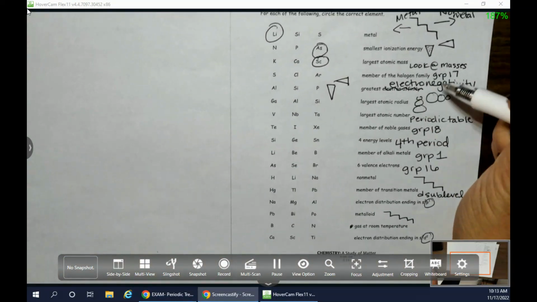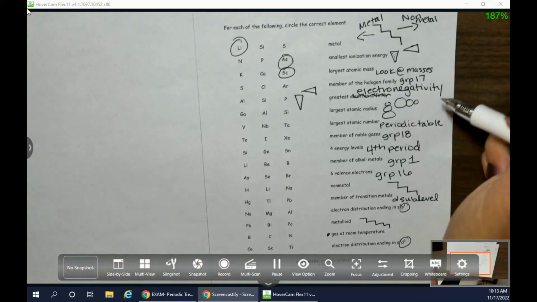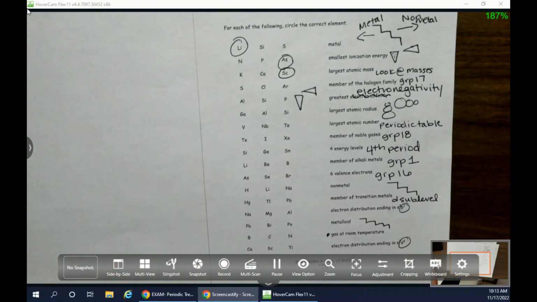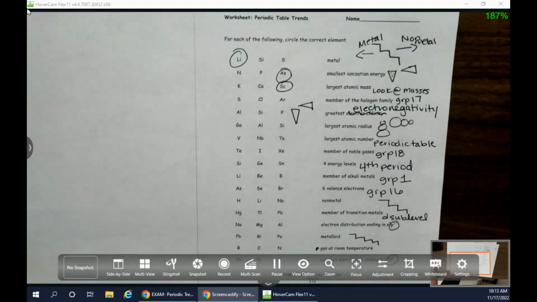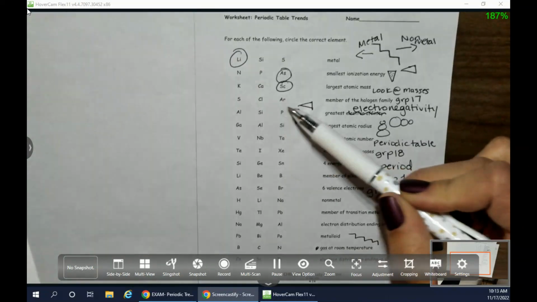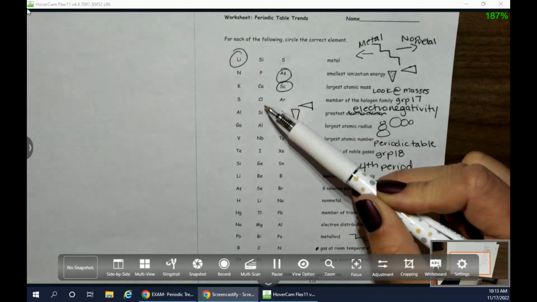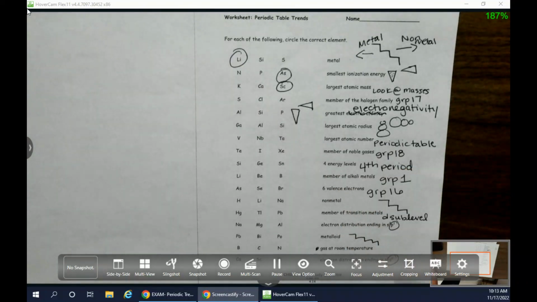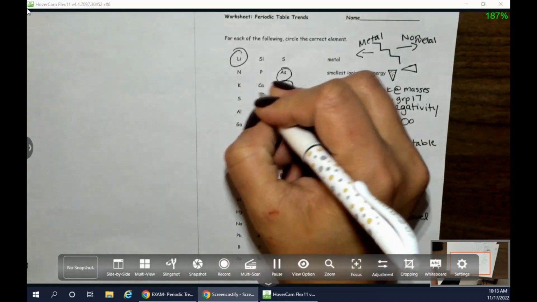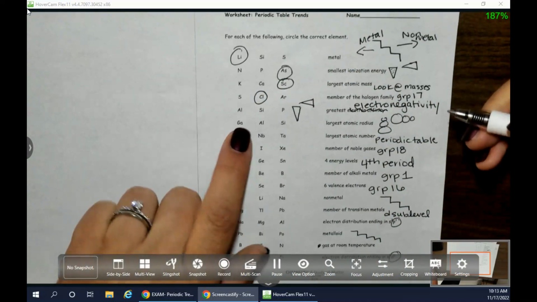All right, member of the halogen family. So I gave you the reminder, your halogens are in group 17. Remember, groups are the vertical families, right? So group 17. And we need to find one of these in that group. So we have sulfur, chlorine, argon. Which one is in group 17? Chlorine is. Good. All right.